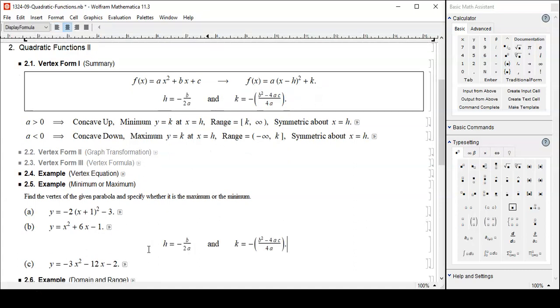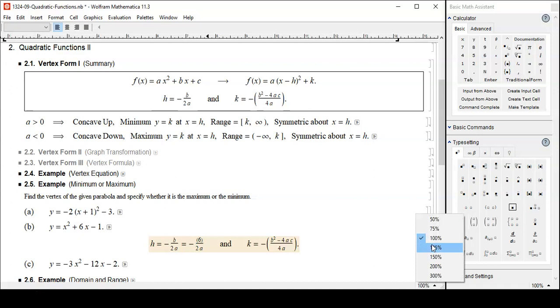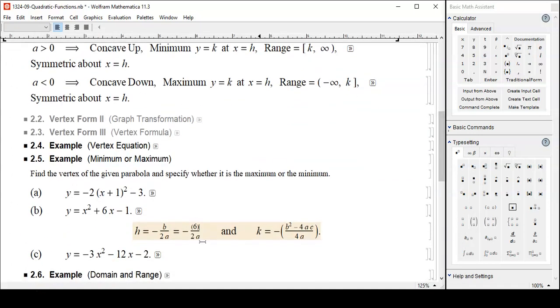So, copy and paste. h is negative b over 2a, alright, what is this? Negative b over 2a, let's copy and paste again. And then b in this case is 6. And we have some fraction issues, so let's take a bit bigger font. And 2a is 1. So this whole thing is negative 3. Looking good? Okay, let's go to the next computation.